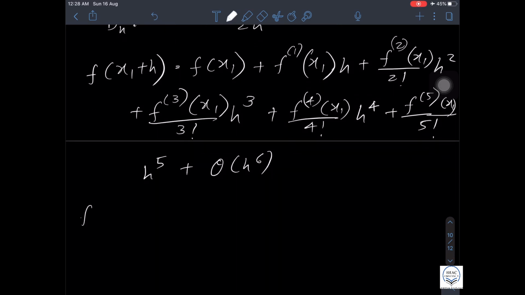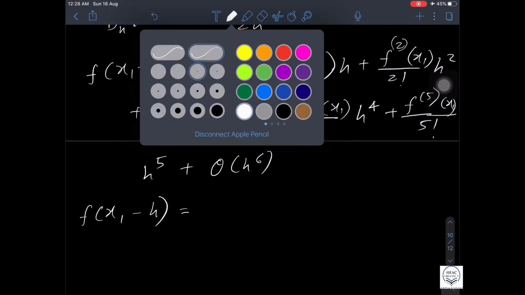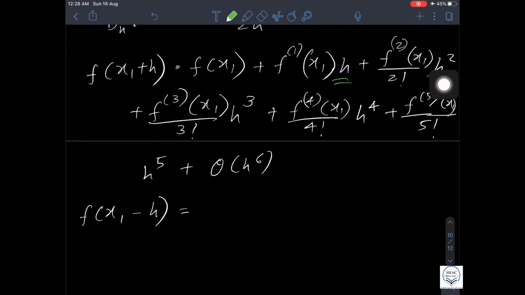Similarly, I can calculate f of x1 minus h. Now what will be the formula for that? It's really easy to understand. Just replace all the h's here with minus h. And if you replace that, you will see that whenever you have an even power of h, that means h square or h to the power 4, it will not change the sign. But whenever you have an odd power, that means 1 or 3 or 5, you'll have a change in sign.